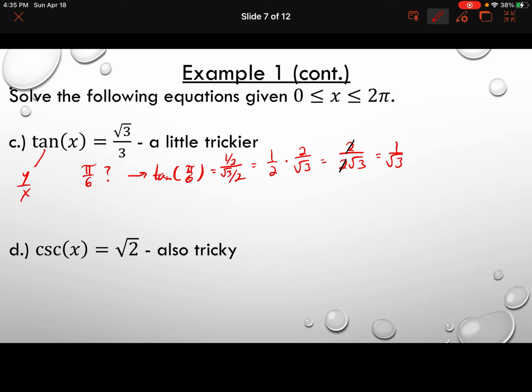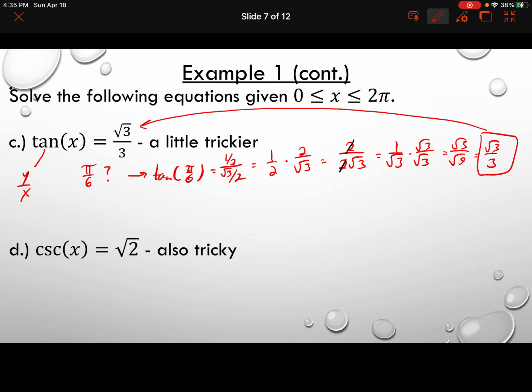Remember, we're not done yet, because whenever you have a square root in the denominator, you can get rid of it by multiplying the top and bottom by square root of 3. So we end up with square root of 3 over square root of 9. The square root of 9 is 3. Oh, so it looks like it worked. That's what we wanted. So pi over 6 is one of our answers.